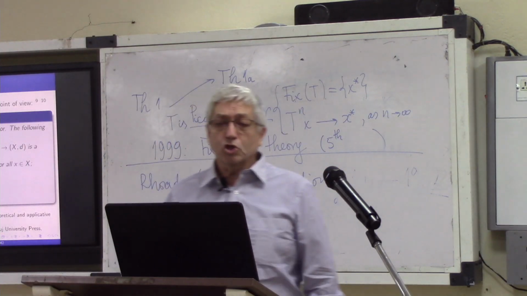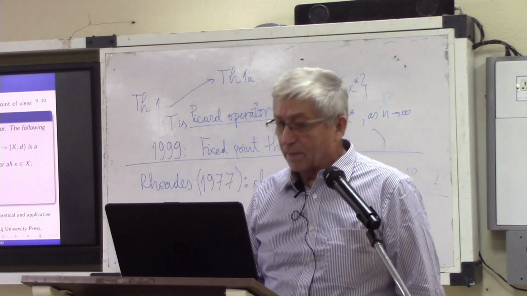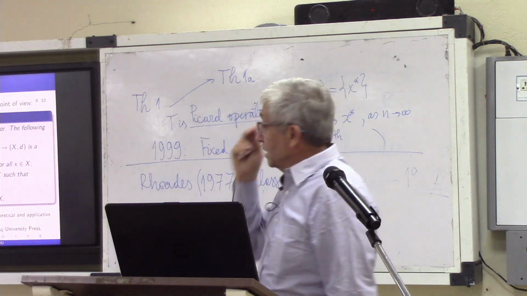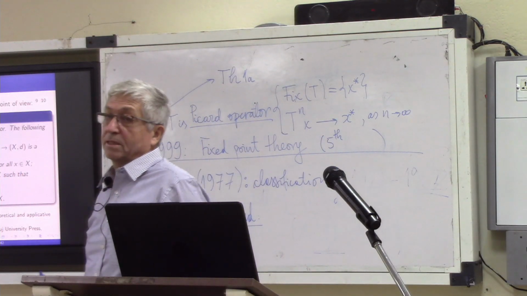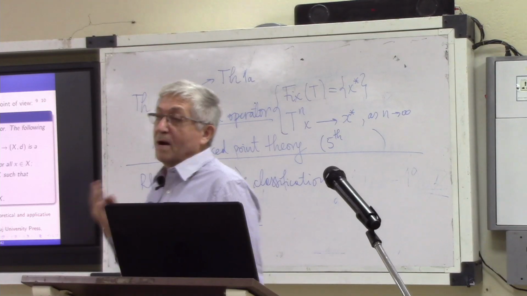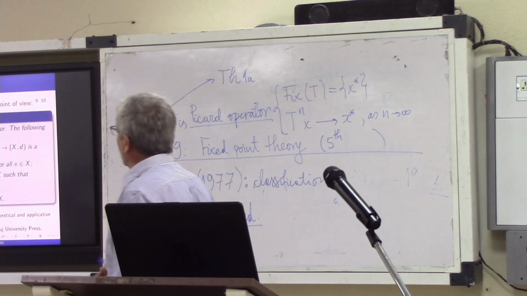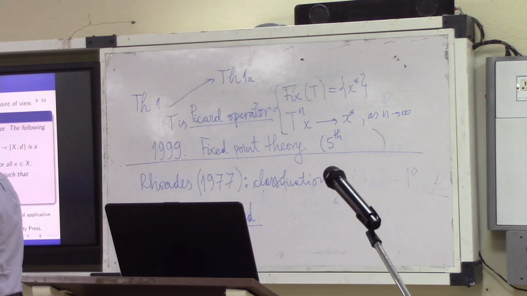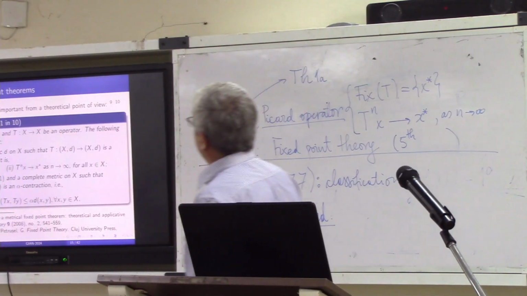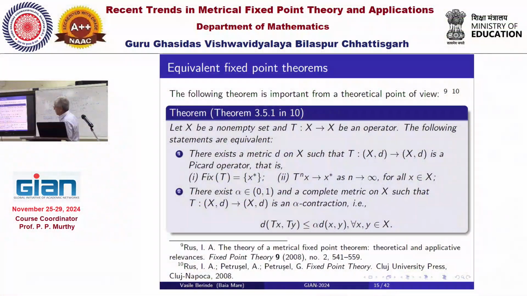But this theorem shows that from a theoretical point of view, these many theorems are actually equivalent to the Banach fixed point principle. Why? Because look, there are only two items in this theorem in the book of Professor Rus, Petrușel Adrian is his second PhD student, and Petrușel Gabriela is the wife of Adrian Petrușel. They wrote this very important monograph in fixed point theory.